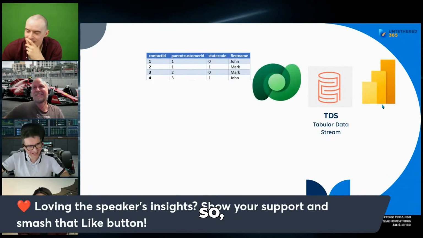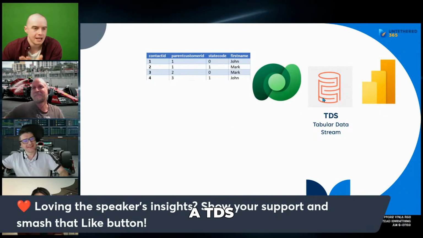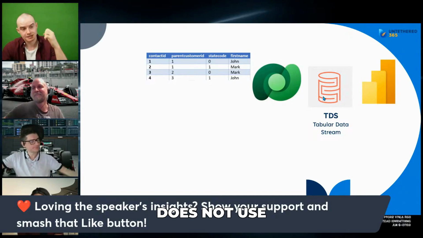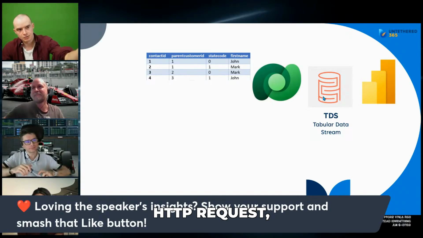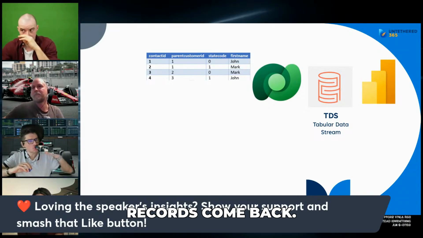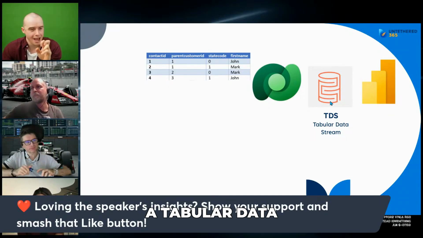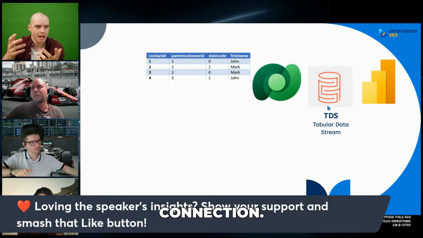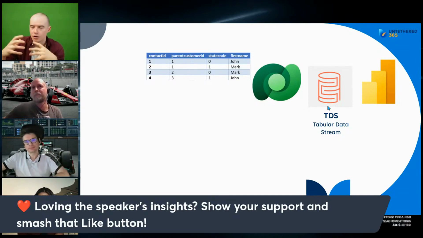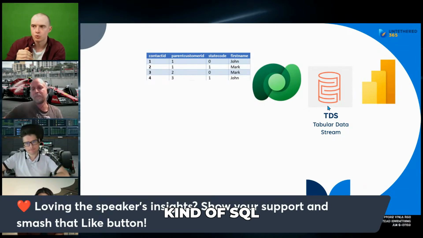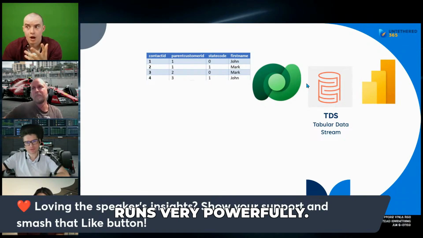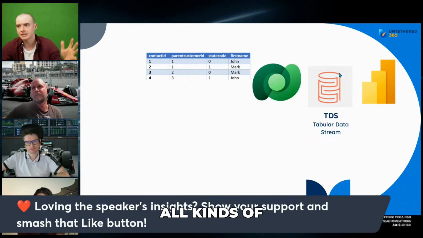All right. So there's something called a TDS connection. Power Automate does not use it. Power Automate just makes an HTTP request, and then the records come back. Power BI uses a tabular data stream. It's like a SQL connection. It looks like SQL. You connect to it from any kind of SQL tool, and it's wonderful, and it runs very powerfully. You can do all kinds of complex queries.